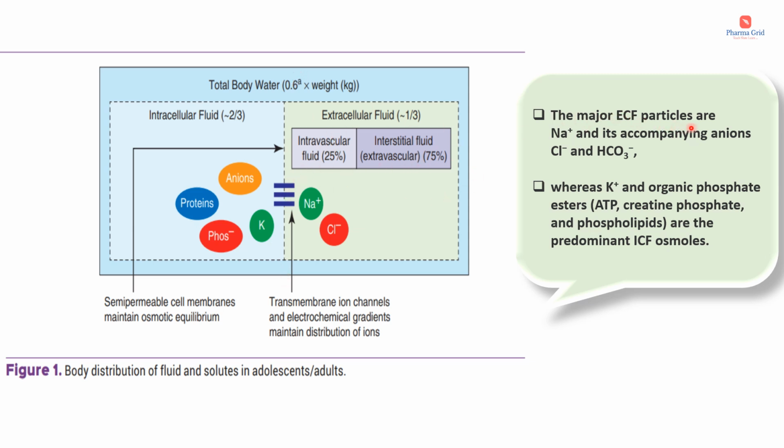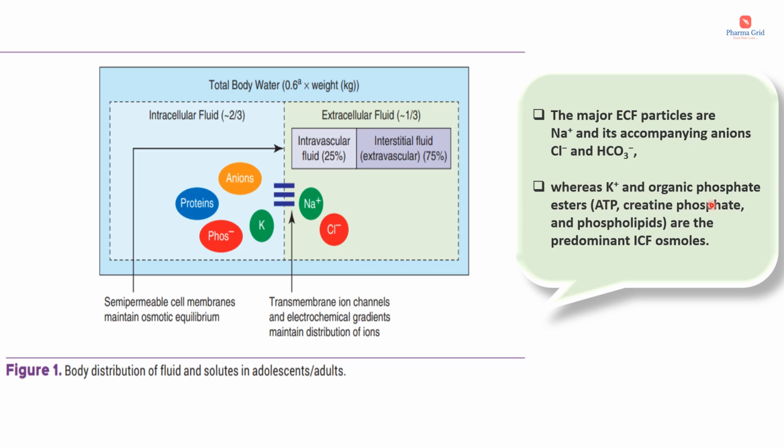The major extracellular fluid particles are sodium and its accompanying anions chloride and bicarbonate. Okay, so in the extracellular fluid, the major cation is sodium and the major anion is chloride. Cations are positively charged ions and anions are negatively charged ions. So sodium is the major extracellular cation and chloride is the major extracellular anion.